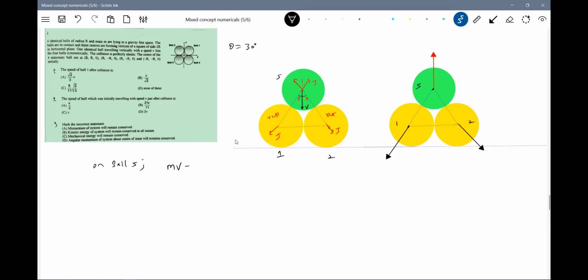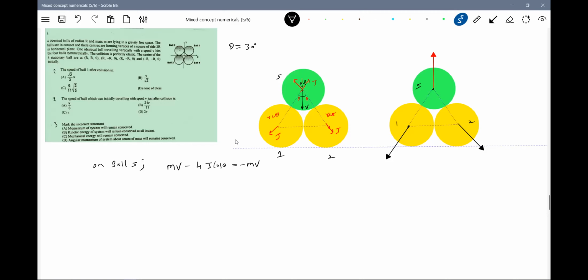MV initial, 4 times J cos theta. Now why 4? Because the impulse is what I'm showing by 2. Similarly, there'll be impulse by ball 3 and 4 also. And finally, it is equal to minus MV. Okay, till here is what?